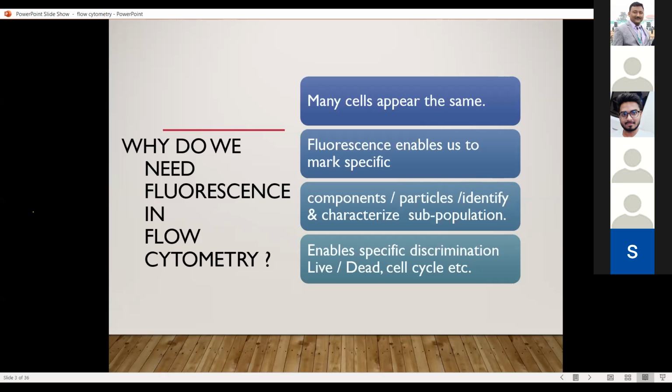Did you hear about monoclonal antibodies? Anybody want to say something about monoclonal antibodies? Ever heard about them? Yes. Monoclonal antibodies are specific to a specific antigen only.